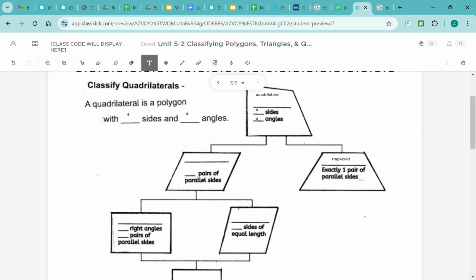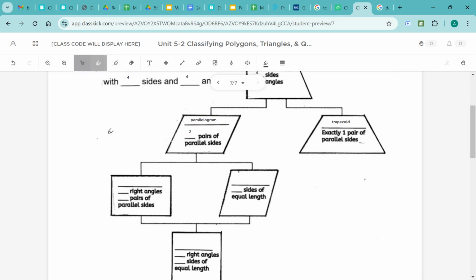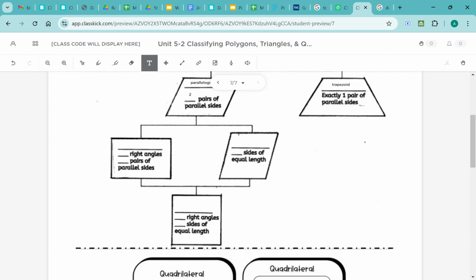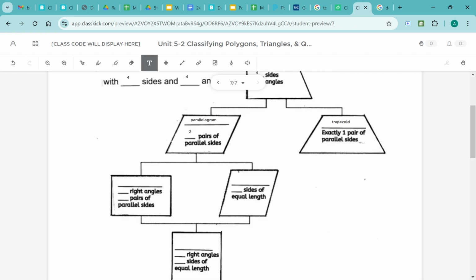On the other direction, we can go this way. This is a parallelogram. So what makes something a parallelogram? It has to have two pairs of parallel sides. And as you go up, it also has to have what's above it. It has to have four sides, four angles, and two pairs of parallel sides. As we move down even further, everything underneath this is a parallelogram. So these shapes that we're about to talk about are considered parallelograms.